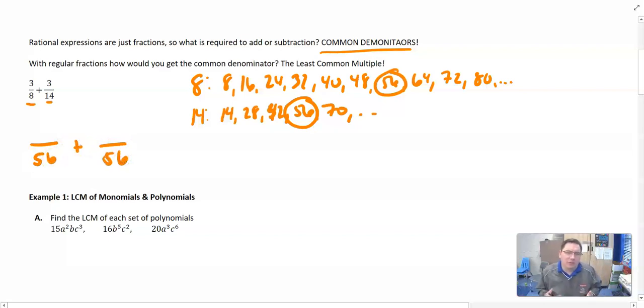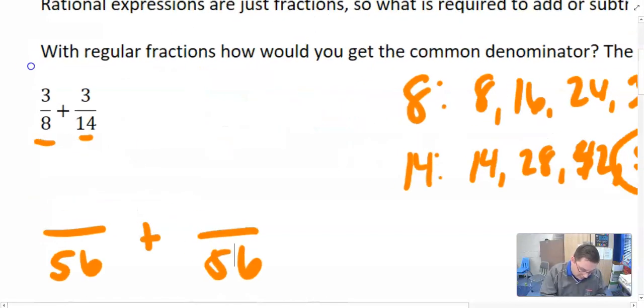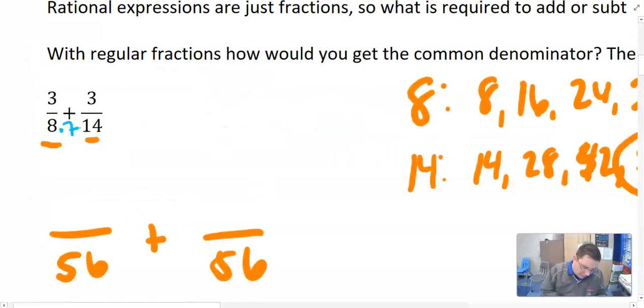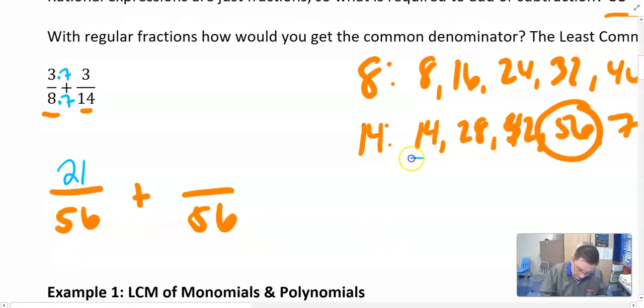And we have to ask ourselves, what would we multiply the 8 by to get to 56? Well, we would take the 8 and multiply it by 7. Well, that means I have to multiply the 3 by 7 and get 21. And then we come over here to the 14. Well, 14 times 1, 2, 3, 4 is 56. So 3 times 4 is 12. And we're able to add those together.